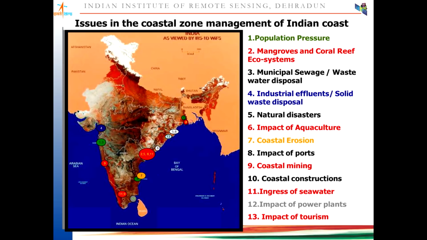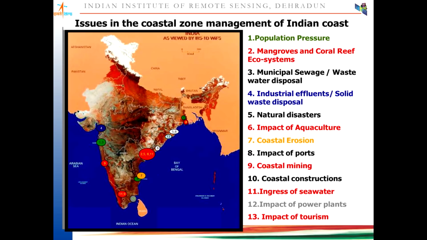Particularly in Gujarat, we have done some study. I will show you that it has been seen that saline water intrusion has taken place even up to 25 to 30 meters toward the land from the coastal area. Also there are impacts of power plants, because power plants put a lot of effluent with high temperature and ash products into the coastal water. It has been seen and also picked up by satellite data.